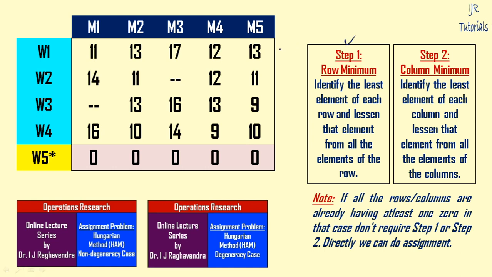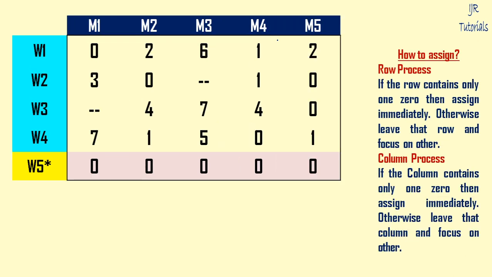Identify the minimum number of each row: 11, 11, 9, 9 and 0, and subtract this minimum number from all the elements of the respective row. So we get one matrix. Please visit my previous videos again for the process, and the final form of this matrix is like this. If you see this matrix, all rows and all columns have zeros, so we can directly do the assignment.